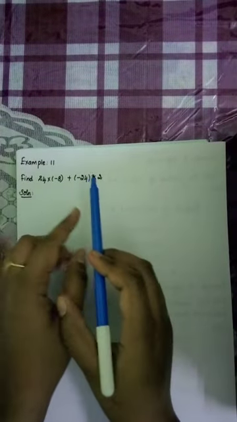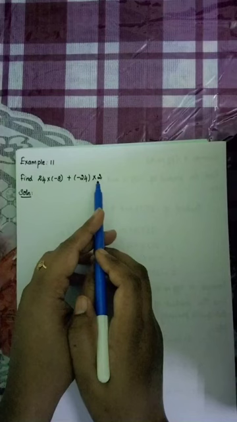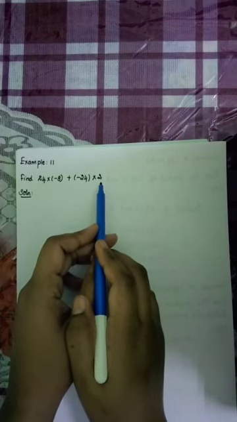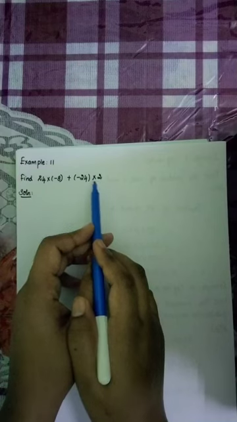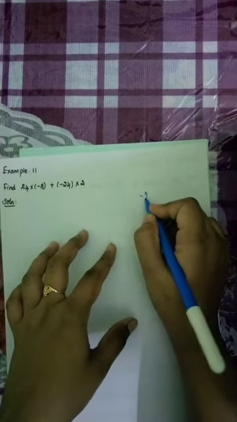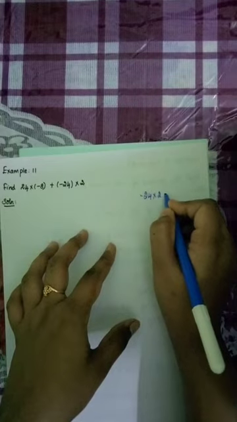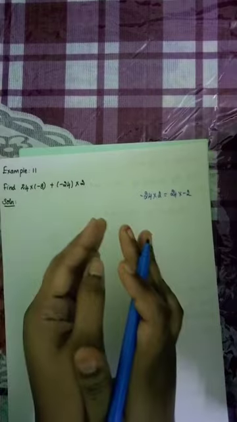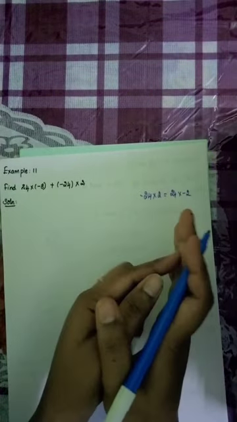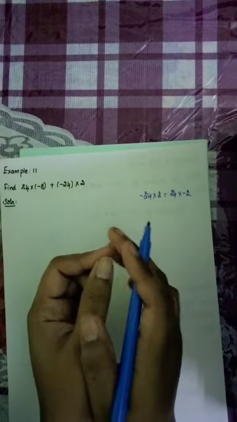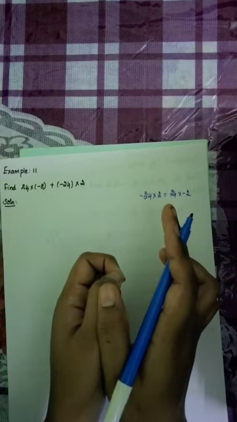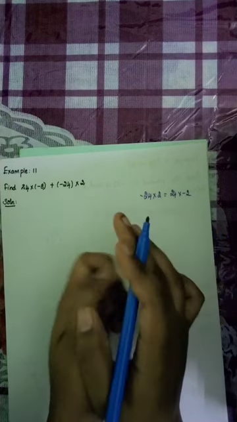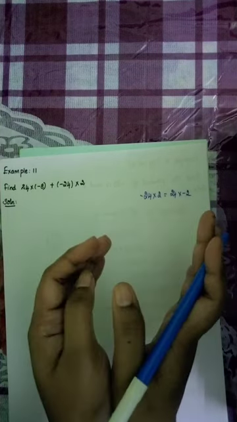24 into minus 8. Okay. Next, minus 24 into 2. This is equal to 24 into minus 2. Both are the same. Minus 24 into 2 is equal to 24 into minus 2. We can write this as this.